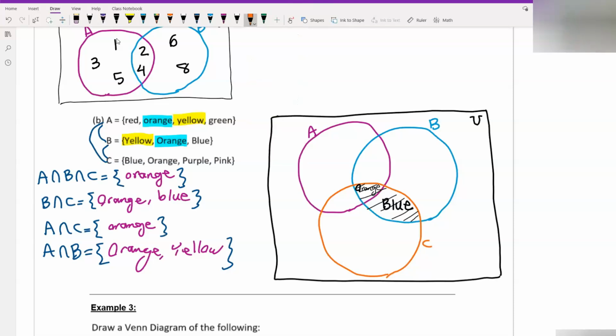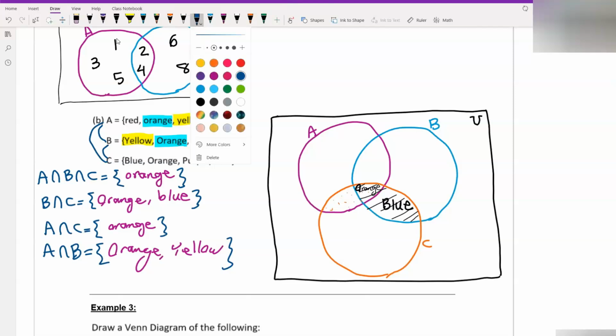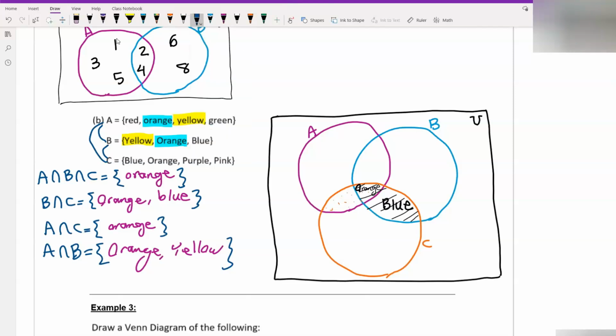Next one, between A and C, we only have orange. So we already have that one here. Between A and B, yellow, orange. Is this part, that part inside, and also this one. So these are what we have in the intersection part.